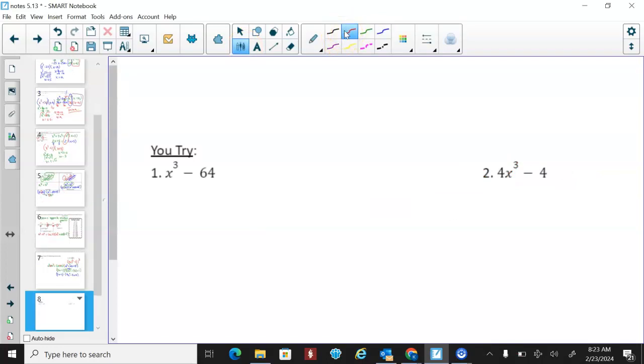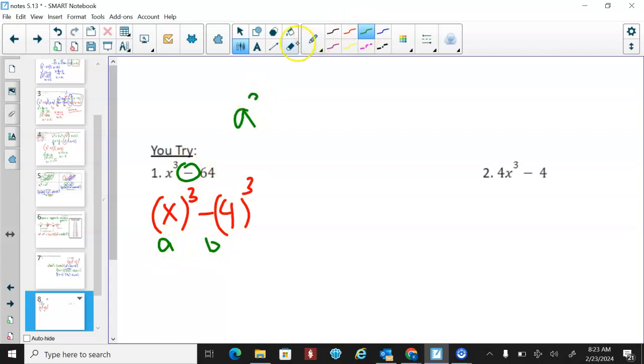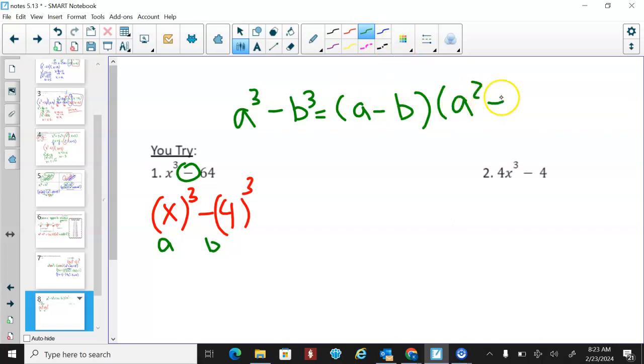So we get x cubed minus 64. So I'm going to exchange that and put x cubed minus 4 cubed. Okay, 4 cubed is 64. So again, this is your a, and this is your b. So remember, this is negative, so the formula is a cubed minus b cubed will equal a minus b. So these two signs are going to be the same. And then a squared, this sign is going to be the opposite.